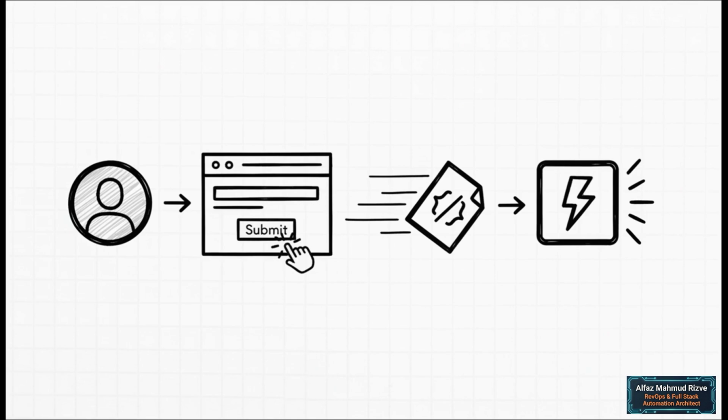Okay, step 1, the trigger. Just like we talked about, we have a webhook node that's just sitting there, listening. The very instant a user fills out a form on your website, their data gets sent as a little JSON package to our workflow, and that kicks off the whole process in real time.